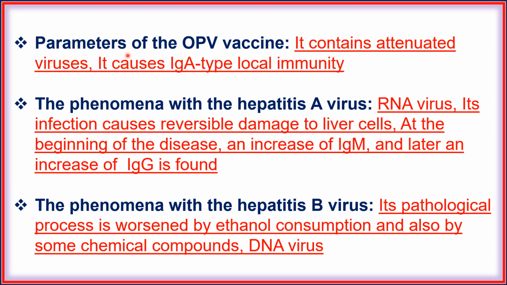Next, parameters of OPV vaccine. It contains attenuated virus. It causes immunoglobulin A type local immunity. Next, the phenomena with the hepatitis A virus, an RNA virus. Its infection causes reversible damage to the liver. At the beginning of the disease, an increase of immunoglobulin M and later an increase of immunoglobulin G is found.